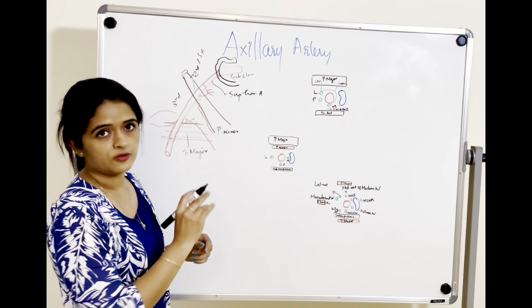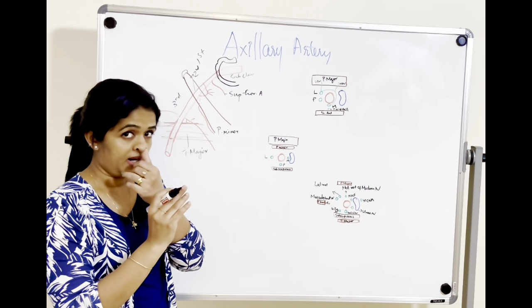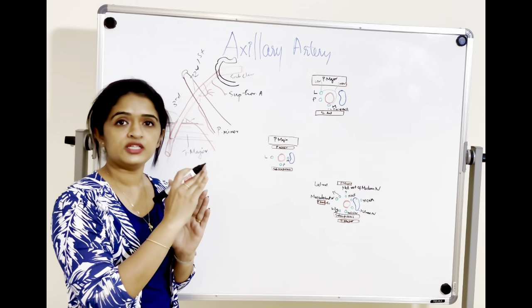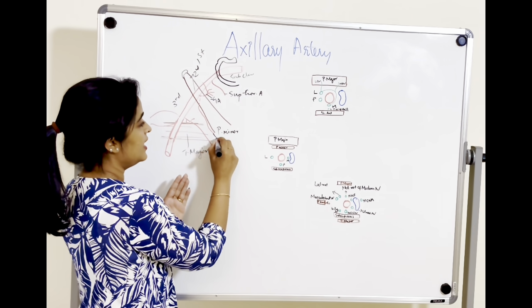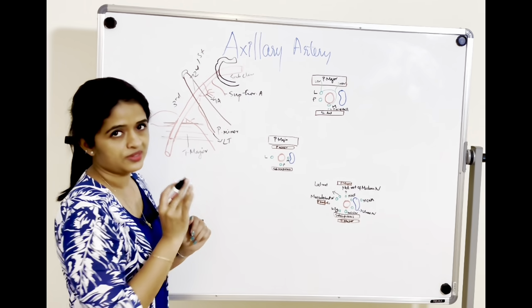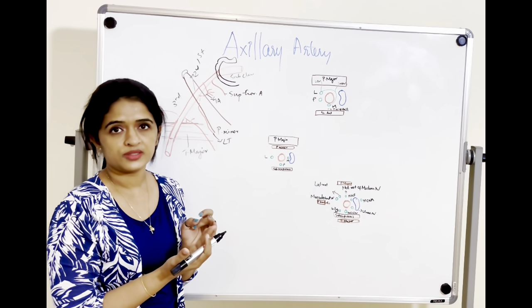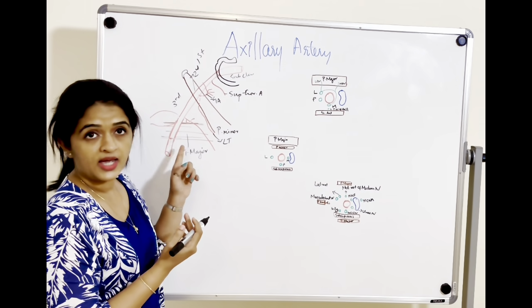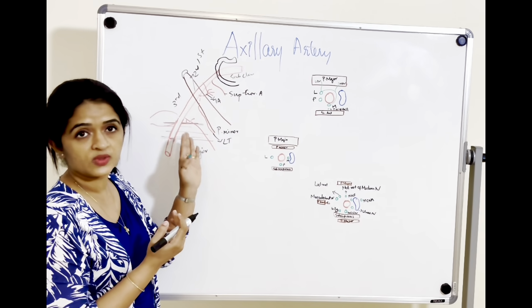The branch from the first part is the superior thoracic artery. Now we have two branches from the second part, which lies under the pectoralis minor: the thoracoacromial artery and the lateral thoracic artery. These are the two branches arising from the second part of the axillary artery, and we have three branches from the third part, one going down and two going up.